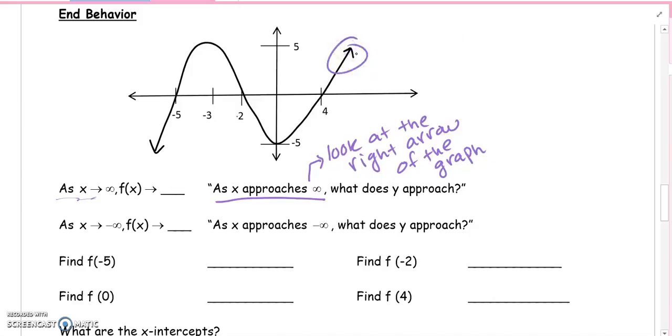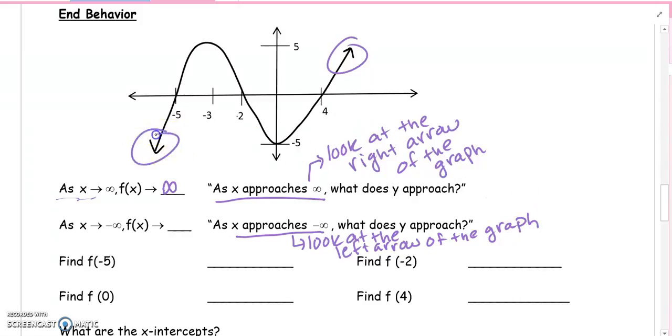So if I look at that right arrow, it's pointing up. Since it's pointing up, that means that graph is forever going to keep going up. So that means that f of x is approaching infinity. Now, if it asks me as x approaches negative infinity, I'm going to be looking at the left arrow of the graph. So that's this guy over here, and that one's pointing down, so that means the graph is going down forever that way, so it's going to be approaching negative infinity.